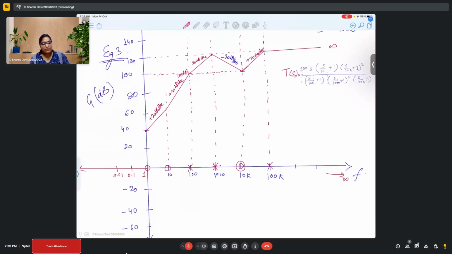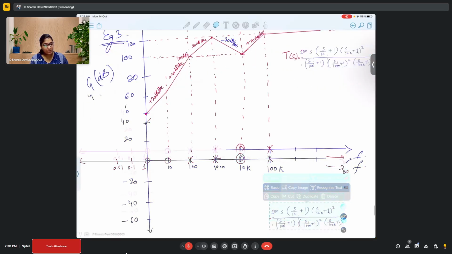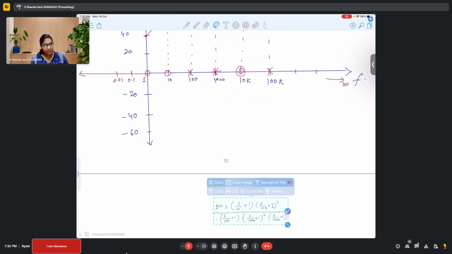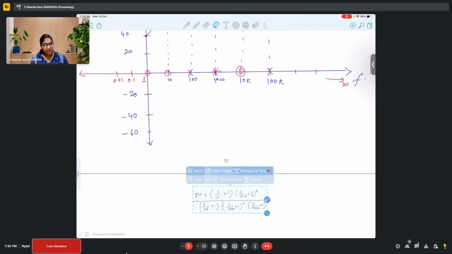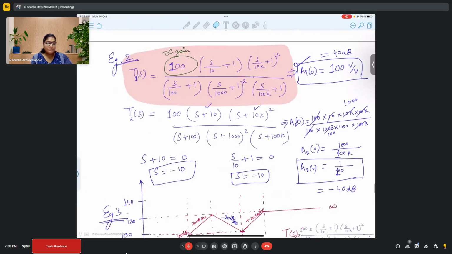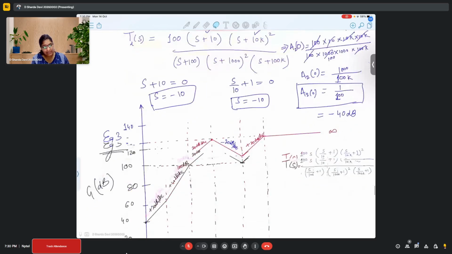Now, can we say that if, at the end, the Bode plot flattens out, it will always be stable, either in plus dB or in minus dB? I mean, more or less, yes.